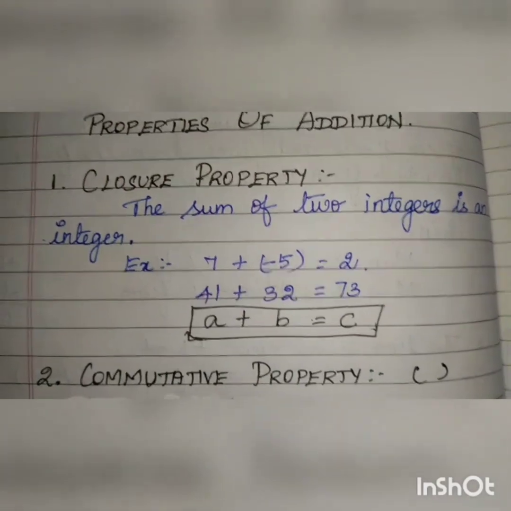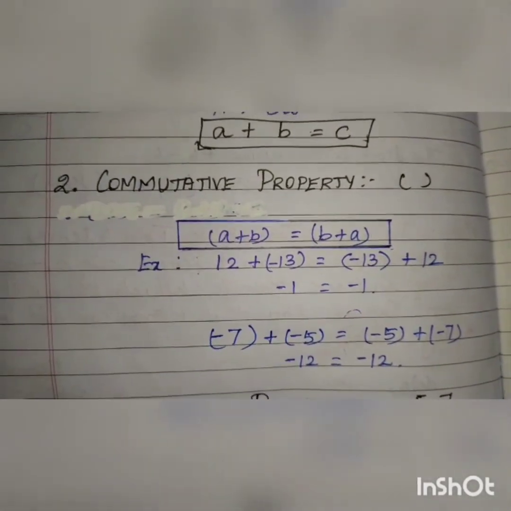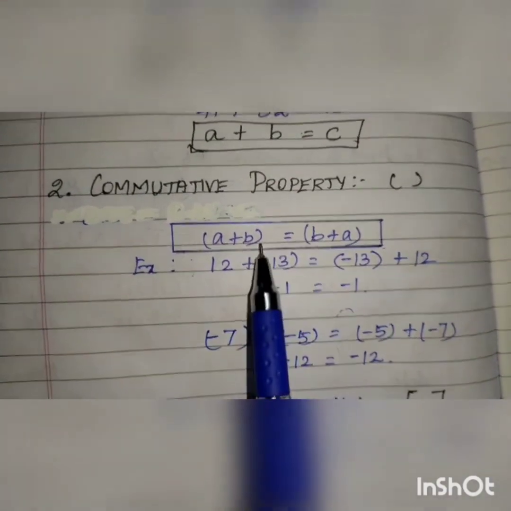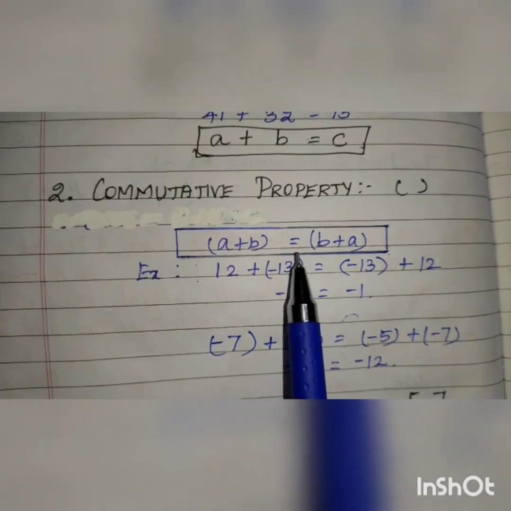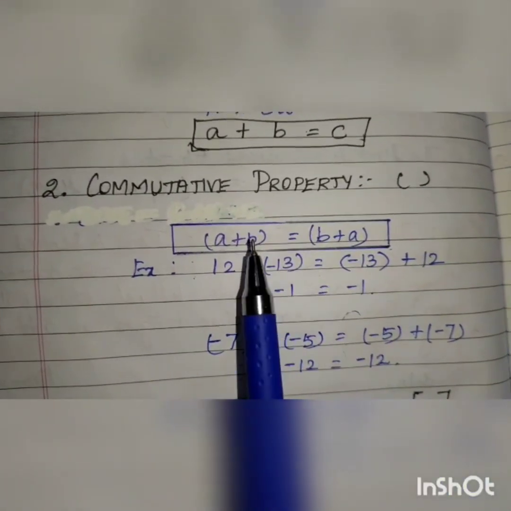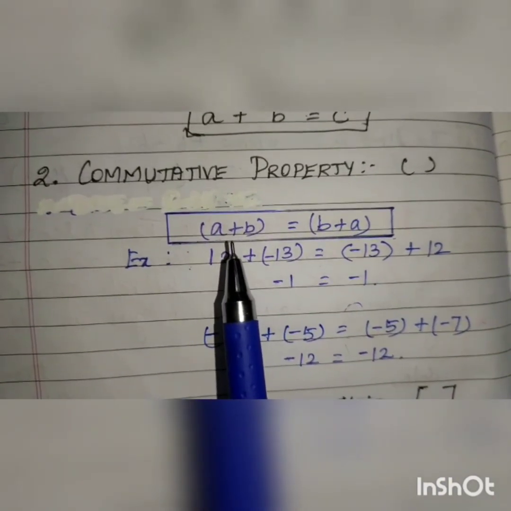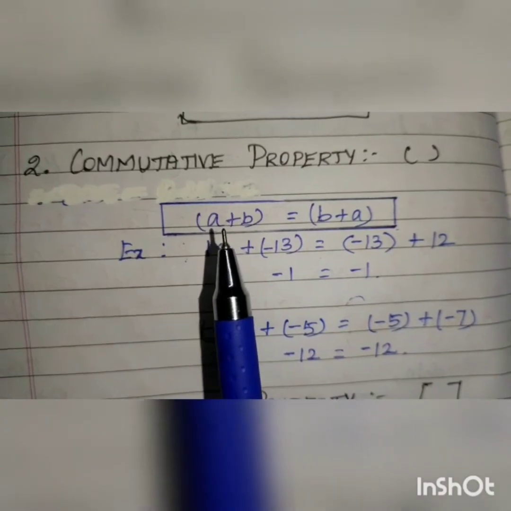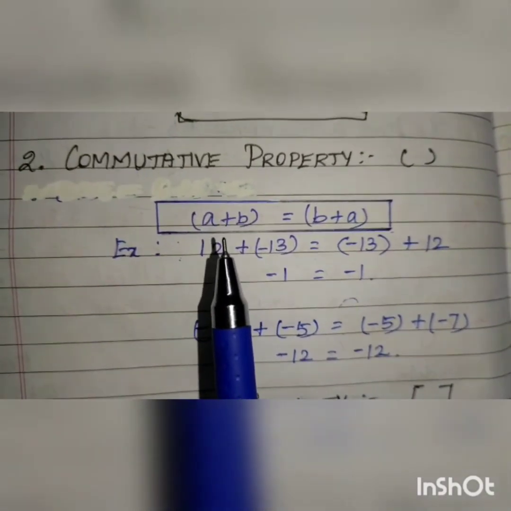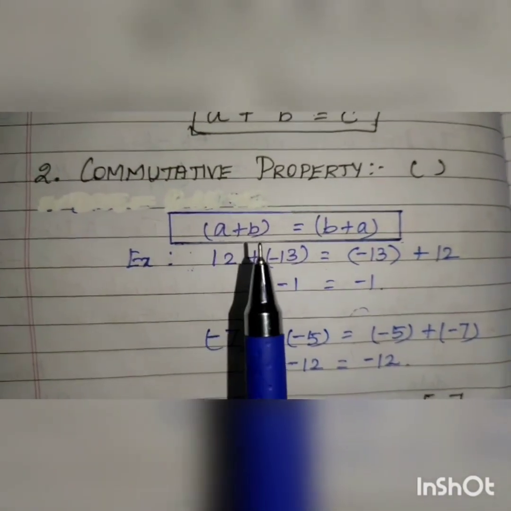Are you clear? After this, commutative property. Commutative property means A plus B equal to B plus A. Here they are giving the order of numbers. In addition, even if the order of the numbers changes, the answer will be the same.